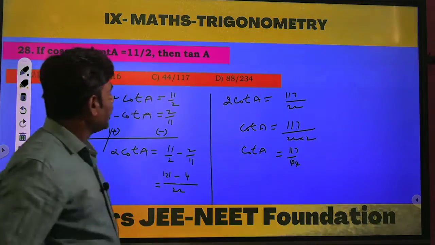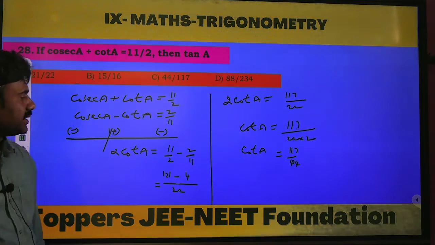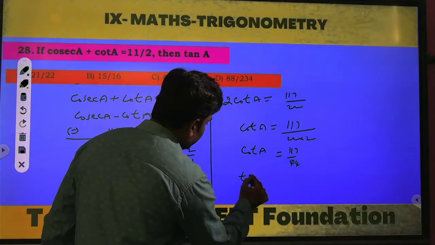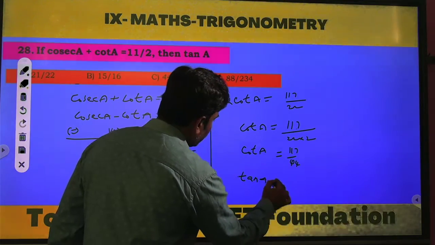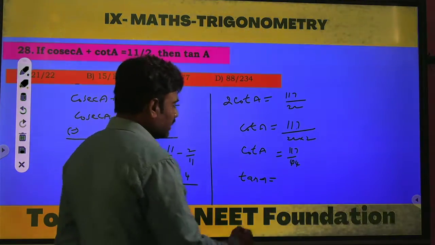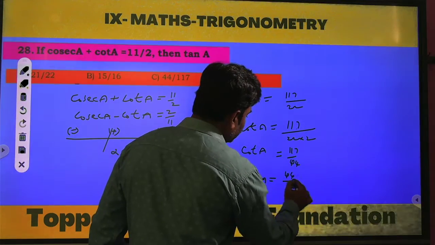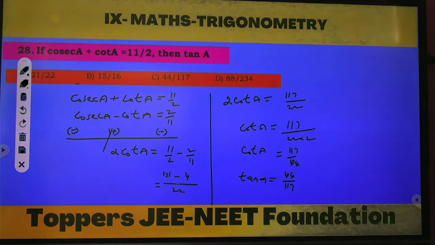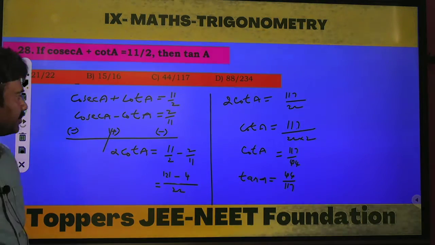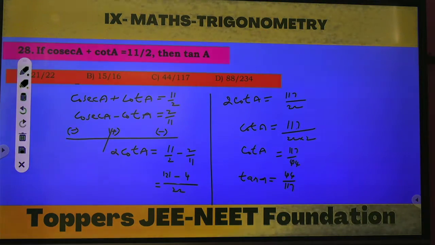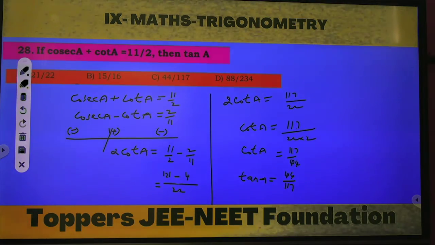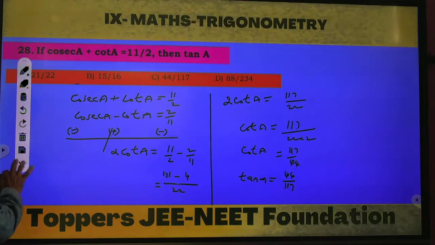But we need the tan A value. Tan A is nothing but the reciprocal of cot A. So tan A is equal to the reciprocal of 117/44, which is nothing but 44/117. Therefore, from the given options, option C is the correct answer. Okay students, next question.